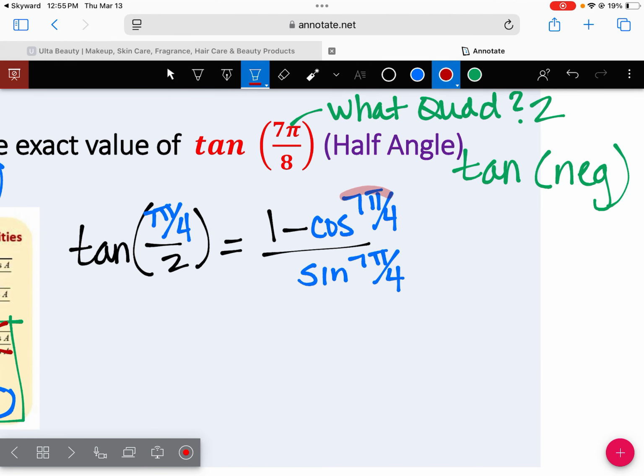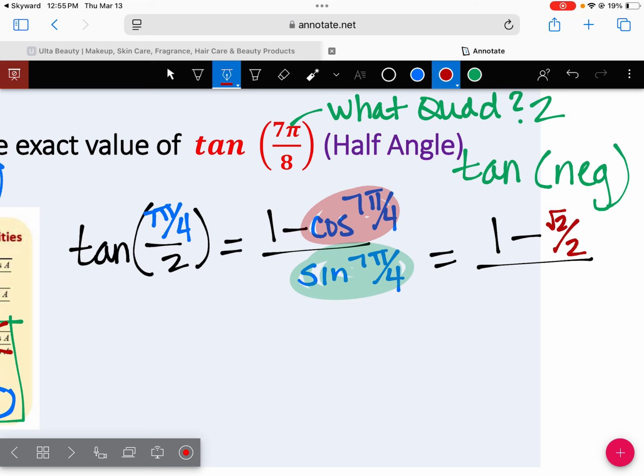Looking at your unit circle, I need for you to tell me what that number would be, and what this number would be. They're different. So we've got to look at our unit circle and get the cosine of 7 pi over 4 and the sine of 7 pi over 4. So what would be our cosine for 7 pi over 4? Positive or negative? All right, so I'm going to put that here. And what is our sine of 7 pi over 4? So that goes here.